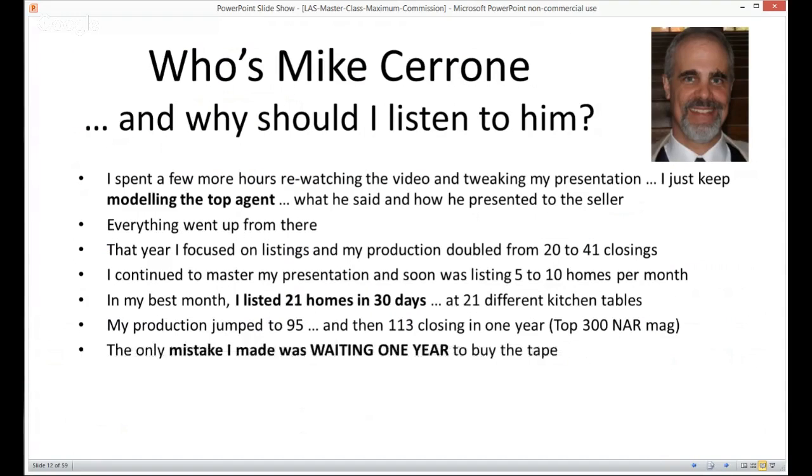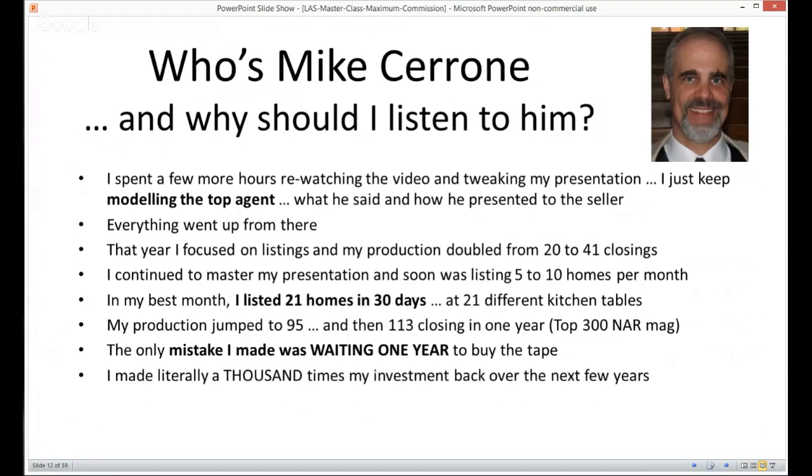The only mistake that I think that I made was I waited that 1 year to buy the tape. After I bought that tape, I literally made 1,000 times my investment back over the next few years. I mean, it's really quite incredible. I just wish I would not have lost that year by waiting. I almost fell out of the business, quite honestly. It was a very difficult year, and so I kicked myself even harder.